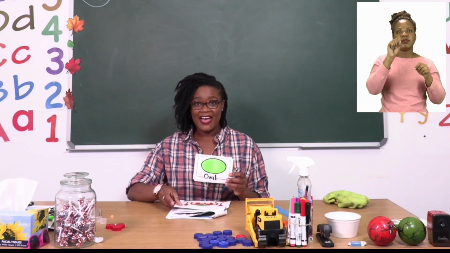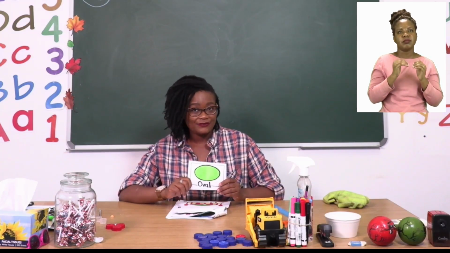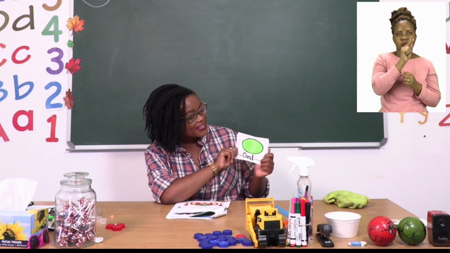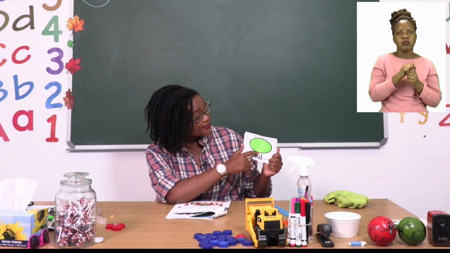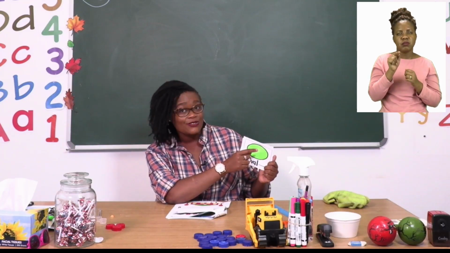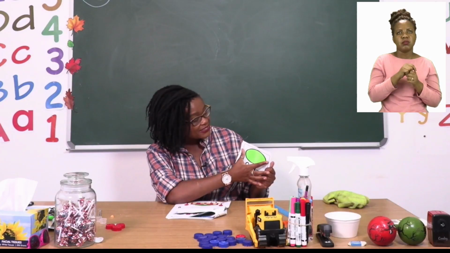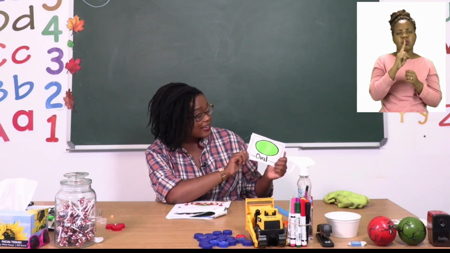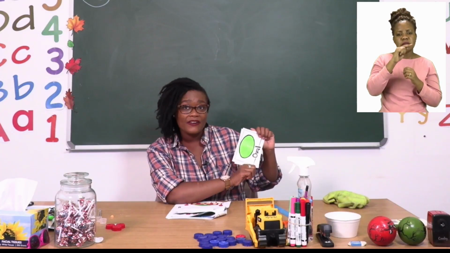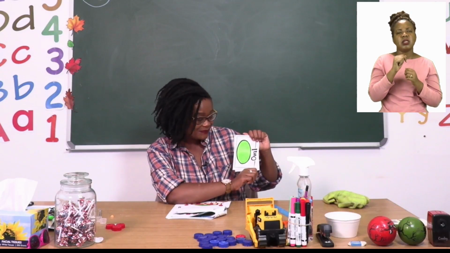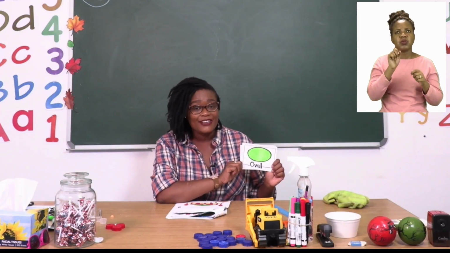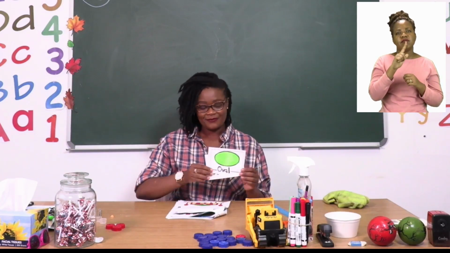The next one that we have is an oval. Now an oval is a shape that has a round surface. It is not even because one side is wider than the other. An oval can either lie down the way it is or stand up straight. An oval has no straight lines and no angles.